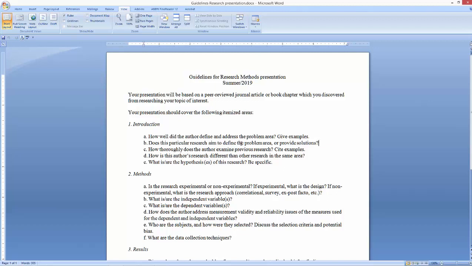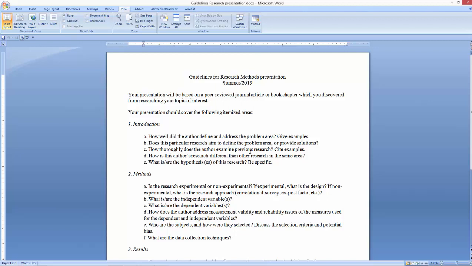Secondly, does the particular research aim to define the problem area or provide solutions, one or the other? Perhaps there's a problem area that at this point is ill-defined or not defined, or maybe the researchers want to further refine the problem area or seek another area, and/or they may want to provide solutions. So either defining the problem area further or defining solutions, or both.